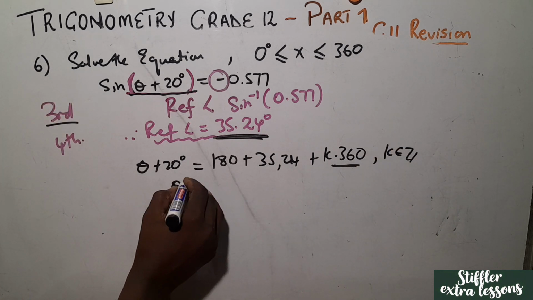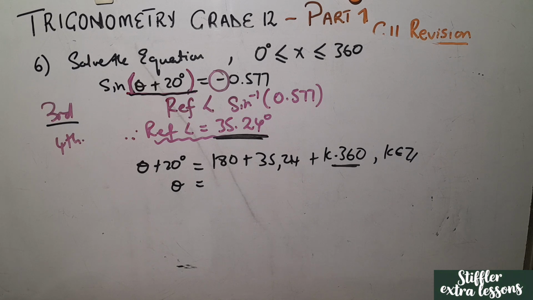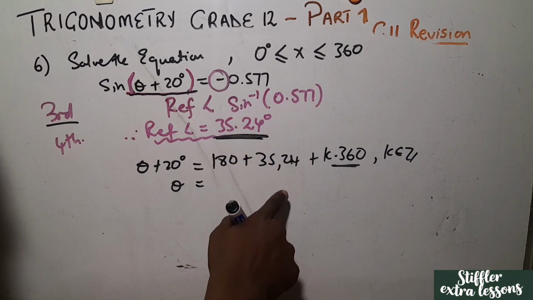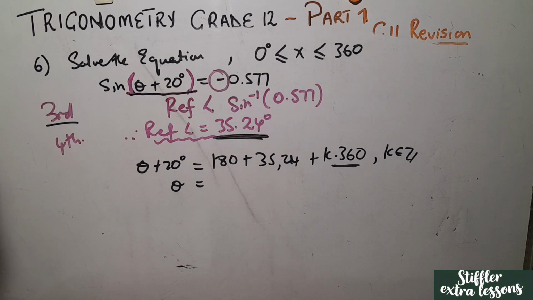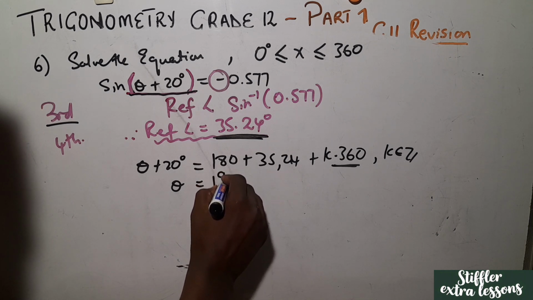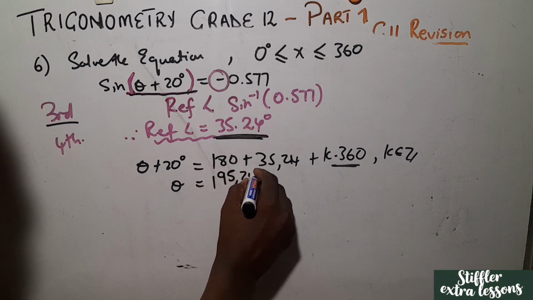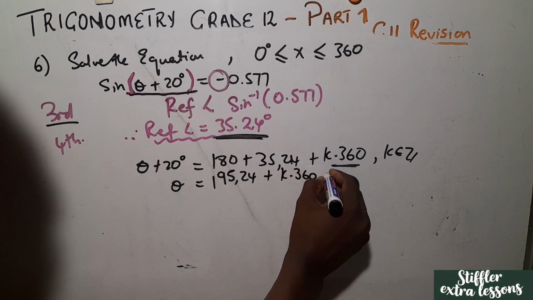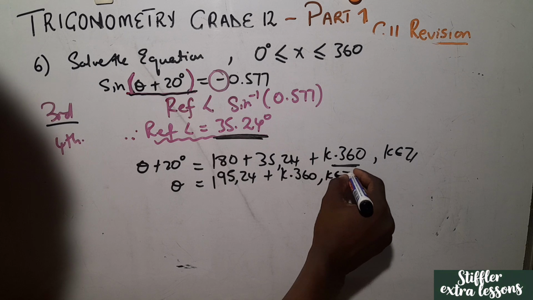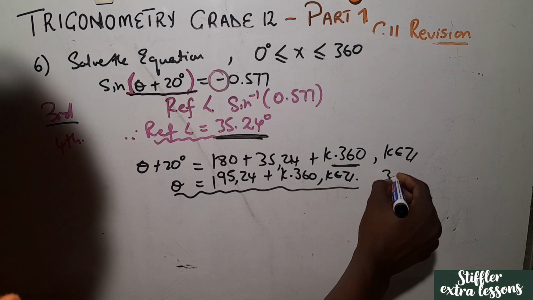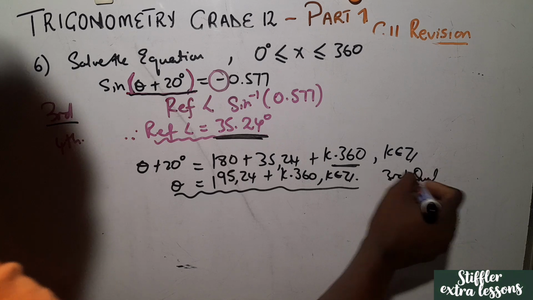So now my theta becomes, after solving everything, 180 plus 35.24 and then minus 20, which is 195.24 plus k times 360, where k is an element of the integers. So this is my solution in the third quadrant, right?